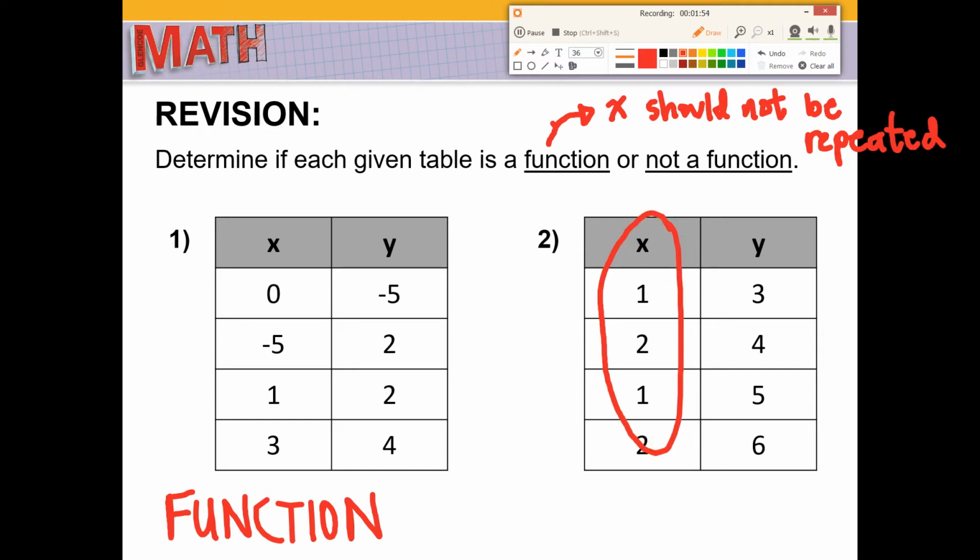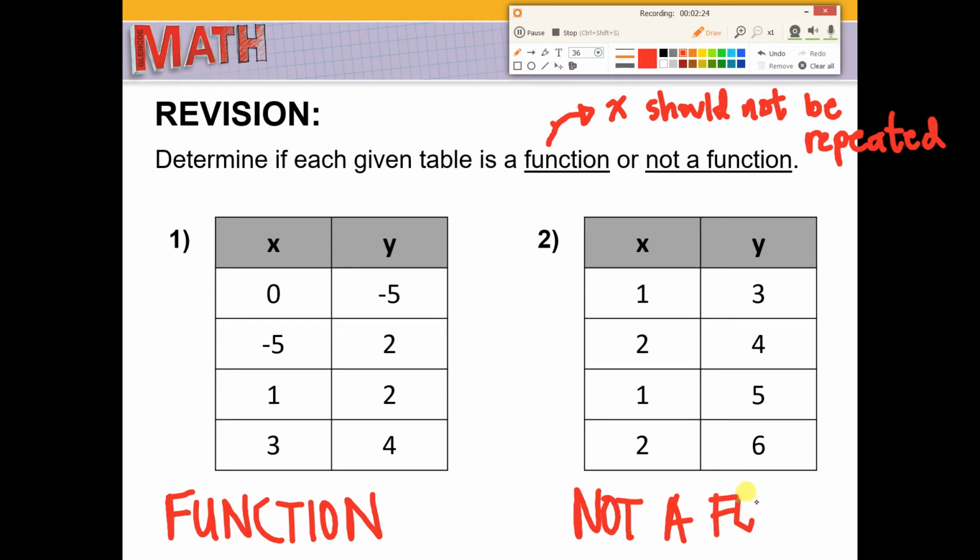Let's focus now on the second table. These are your x values. We have 1, 2, 1, and 2. Now, numbers 1 and 2 are repeated. See, there's 1 here and again 1. And then you have 2 and another 2. Now, this means that the x values are repeated. And this table is not a function.